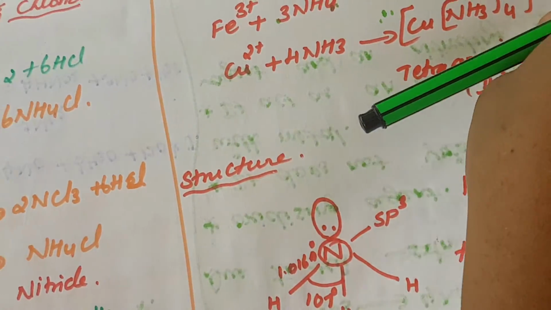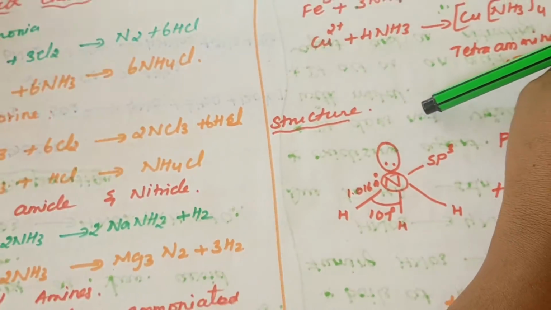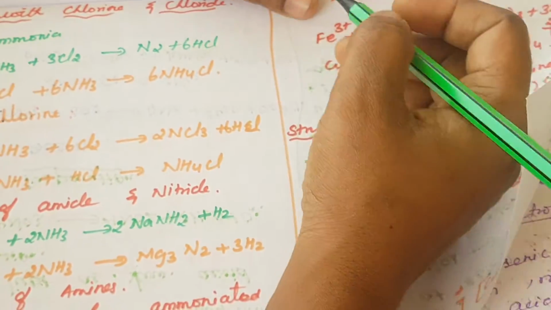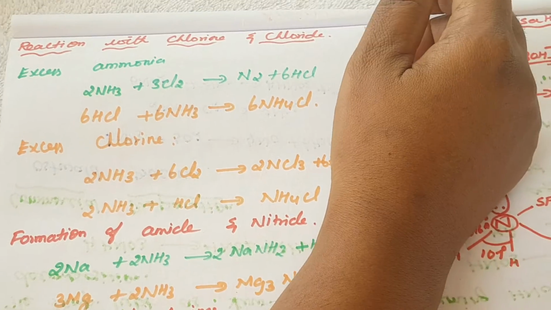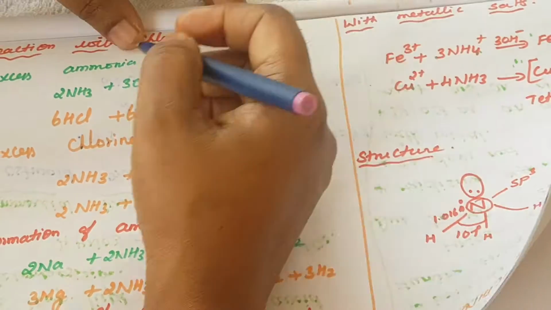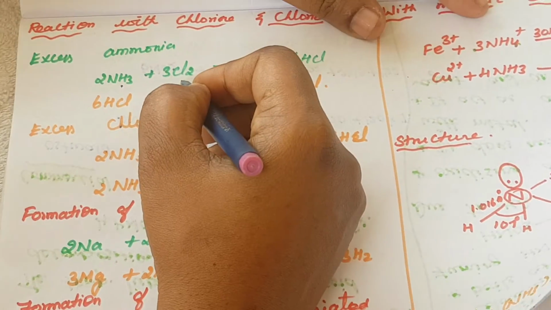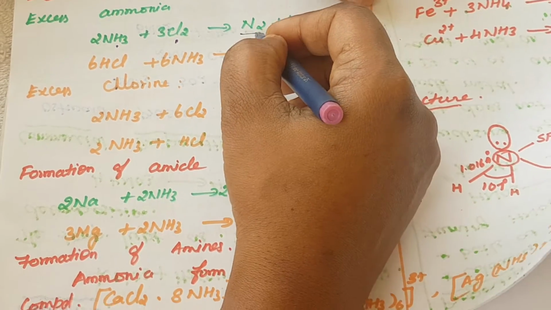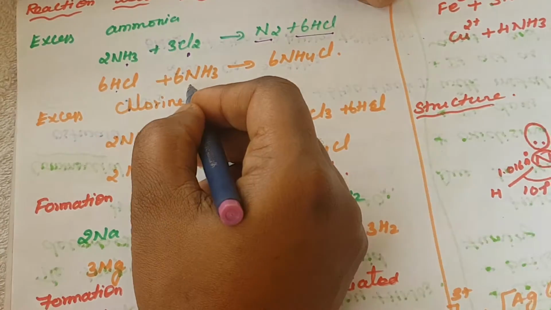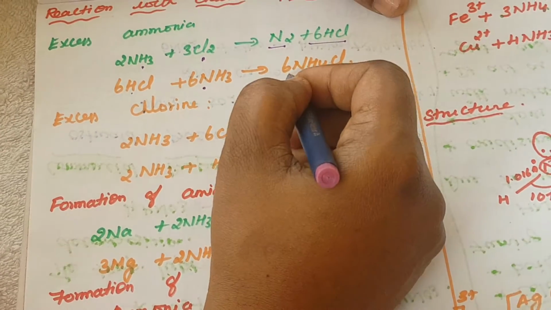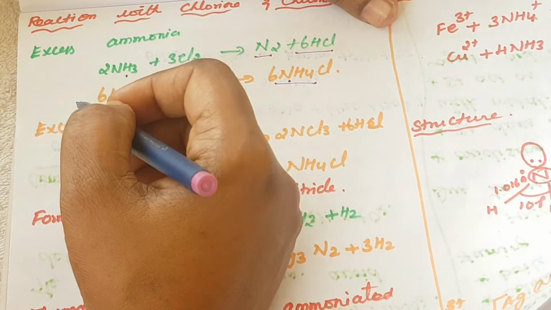Next one is the reaction with chlorine. The first one is with excess ammonia. Ammonia reacts with chlorine, in excess ammonia, to give nitrogen and hydrochloric acid. Again, hydrochloric acid and ammonia react to form ammonium chloride. So this is one set of reactions.